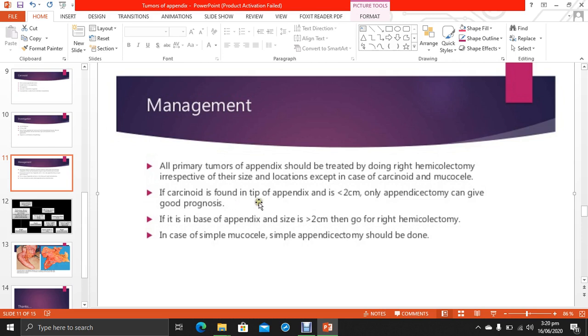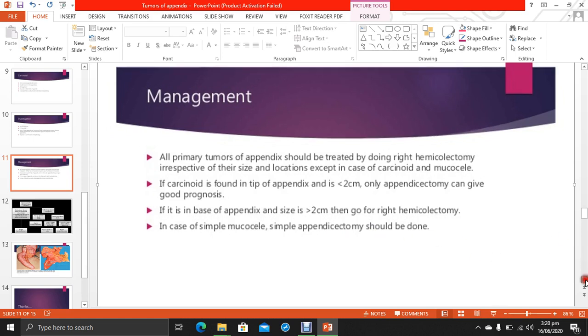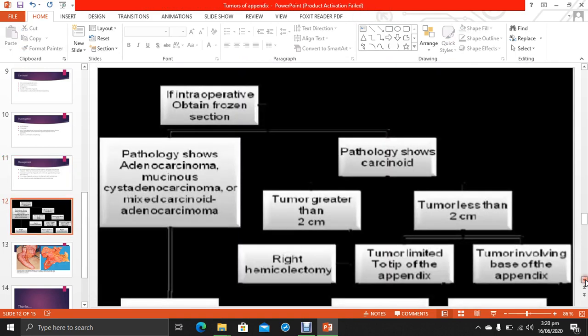If the carcinoid tumor is found in the tip of the appendix and the size is less than 2 centimeters, only appendectomy can be sufficient. If this carcinoid tumor is in the base of the appendix and the size is more than 2 centimeters, then it also needs right hemicolectomy. In case of simple mucocele, simple appendectomy is sufficient. So please concentrate on this diagram.